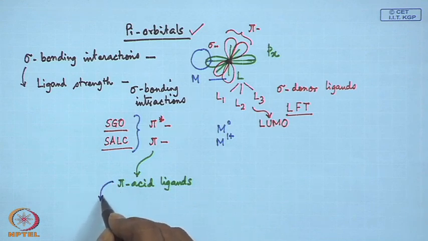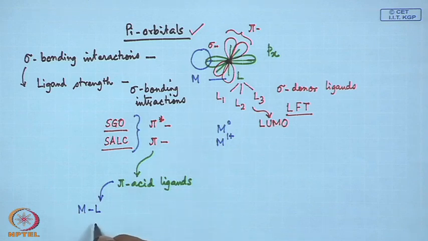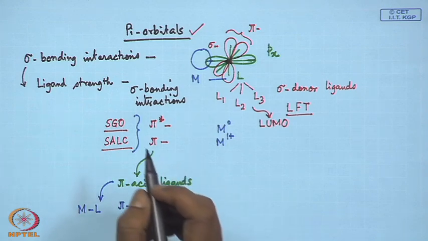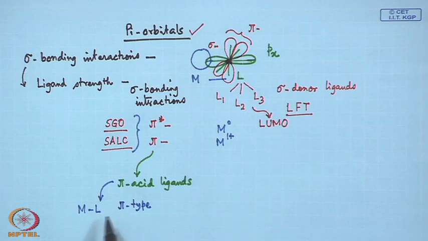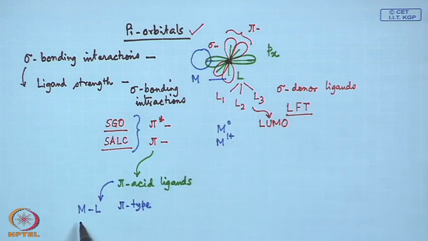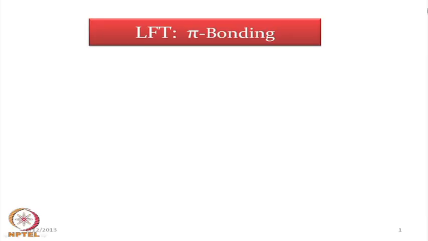That means the interactions we are talking about all the time, the metal and ligand interaction, are now of pi type. So, how can we get these pi type interactions involving ligands of a special type, completely different from the sigma type ligands, which will interact with the metal involving other orbitals from the metal ion side? Today's class will treat these pi bonding interactions in ligand field theory.